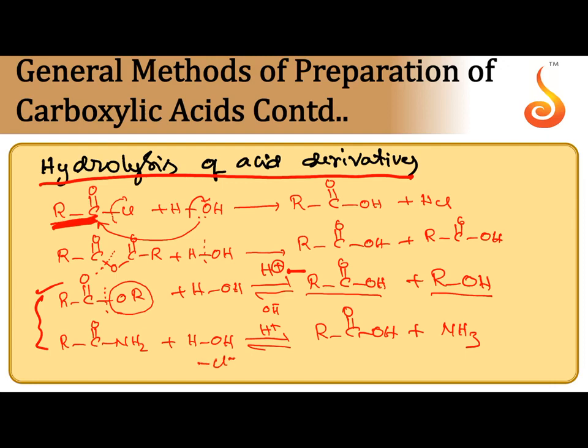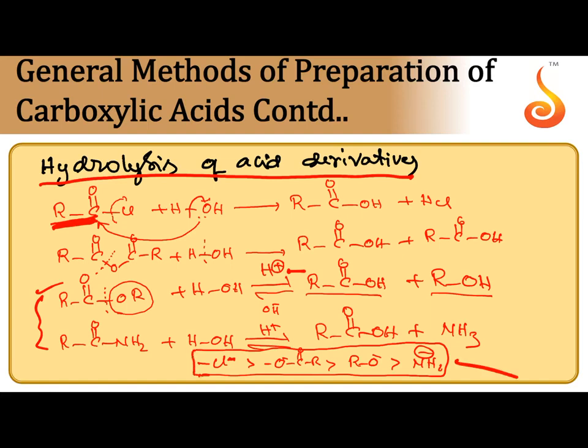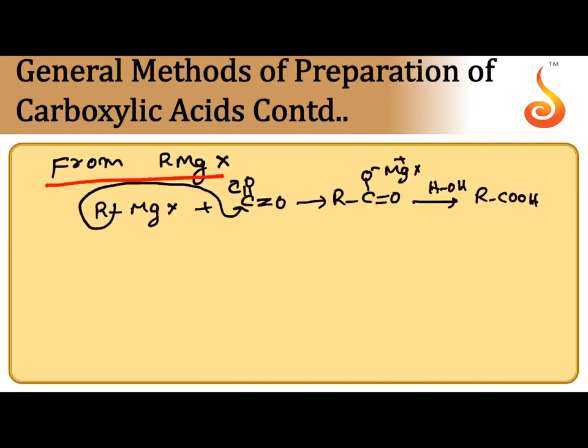Leaving ability in the first case, Cl minus has highest leaving ability. Next one, COOR carboxylate. Next, alkoxy group. Next, NH2 minus. So the rate of reaction depends on the leaving ability of the leaving group. Cl minus is the weakest base since its conjugate acid HCl is strongest. So this is the order of leaving ability. So in this way, these undergo hydrolysis to give carboxylic acids.